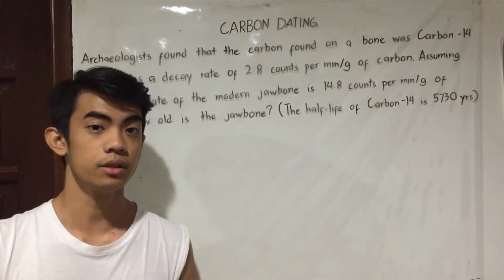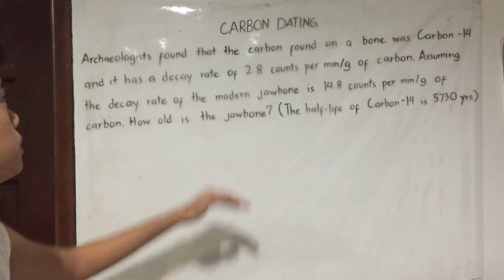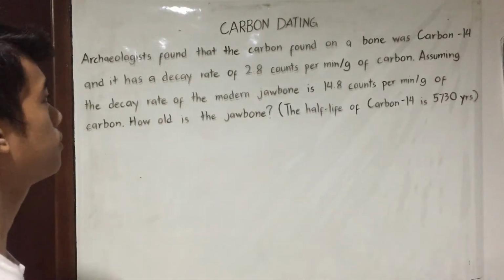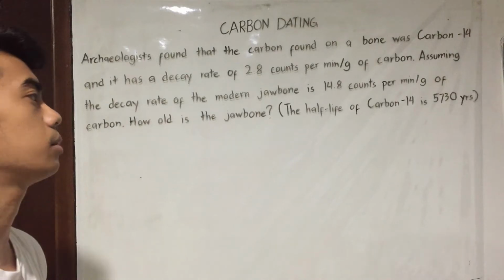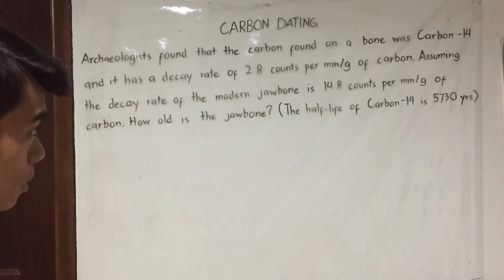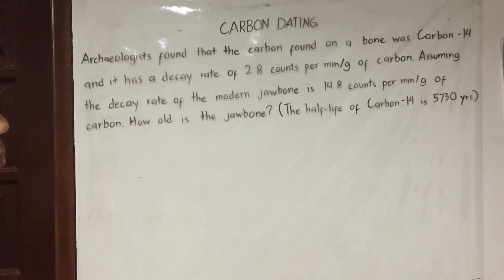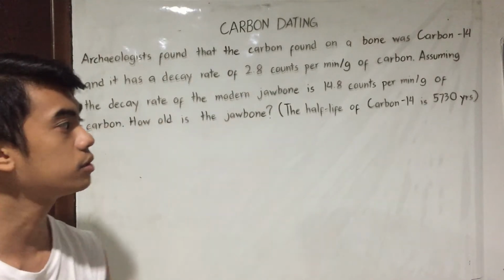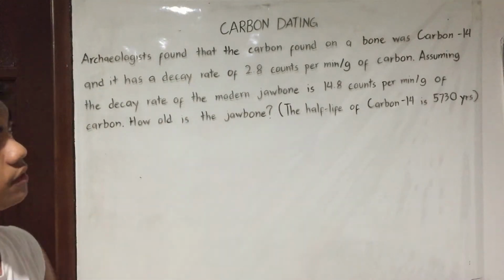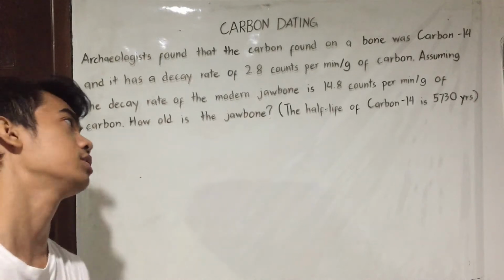So for our next topic, carbon dating, we have a sample problem here. Archaeologists found that the carbon found on a bone was carbon-14, and it has a decay rate of 2.8 counts per minute per gram of carbon. Assuming the decay rate of the modern jawbone is 14.8 counts per minute per gram of carbon, how old is the jawbone? The half-life of carbon-14 is 5,730 years.